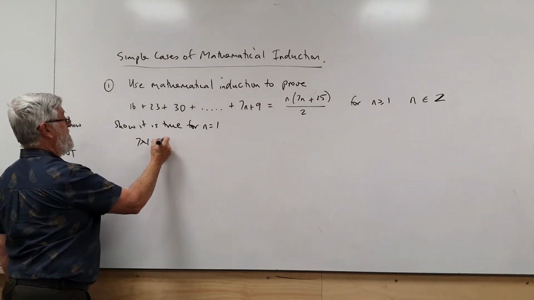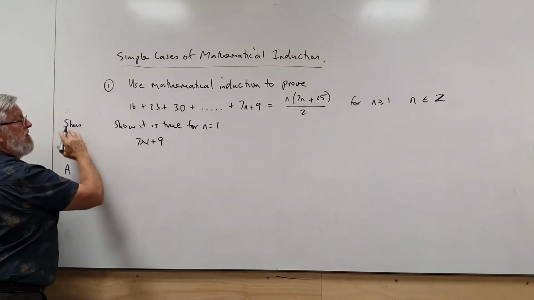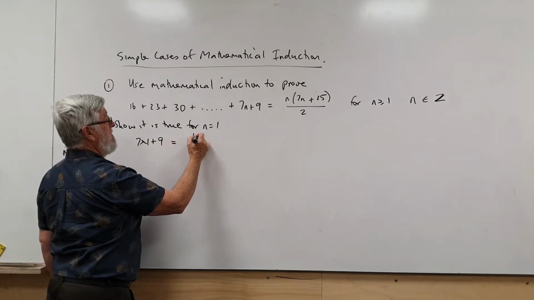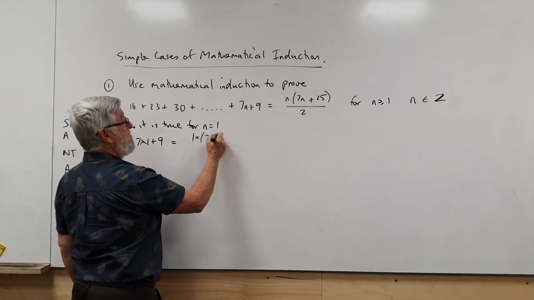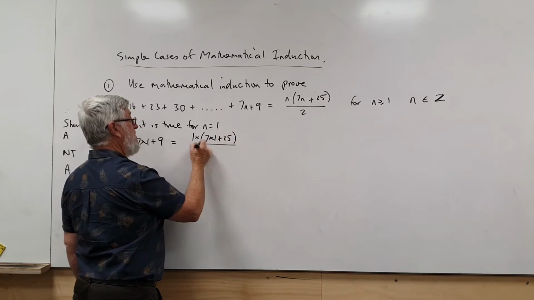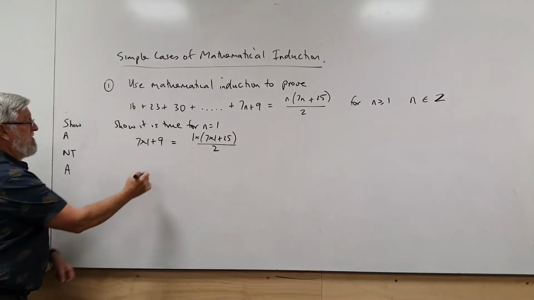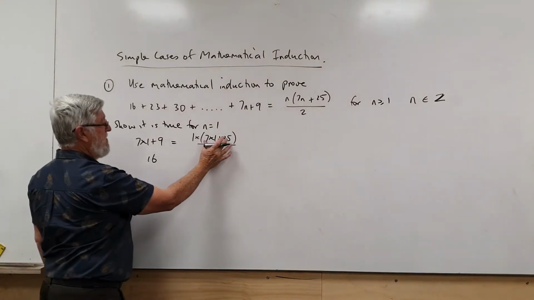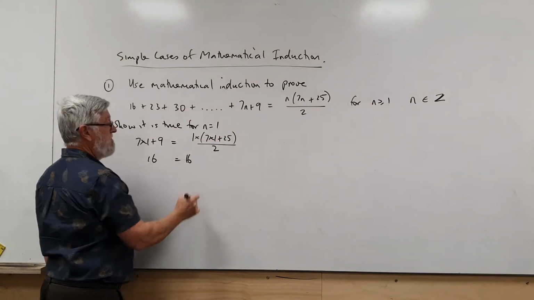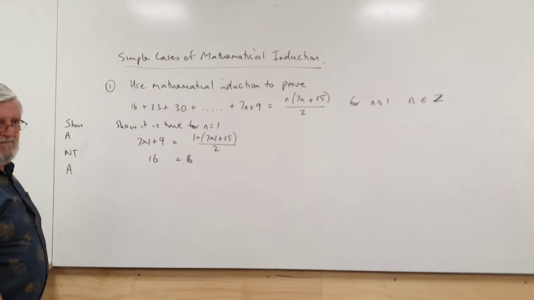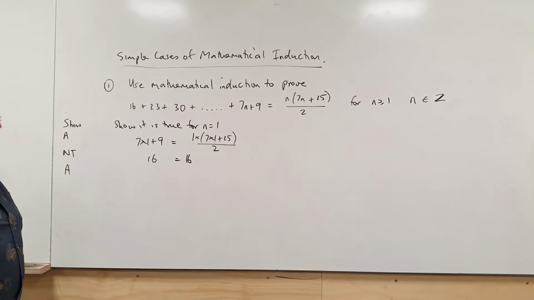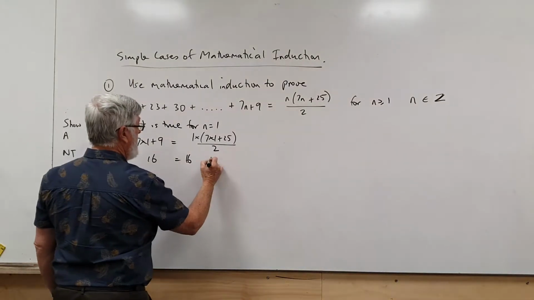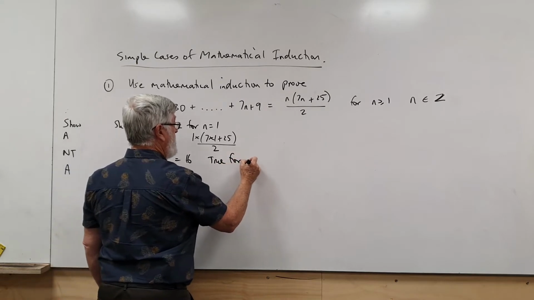7 times 1 plus 9, that's our left hand side, equals 1 outside of 7 times 1. I'm being stupid, I'm writing the whole thing in for a second. So that's 16. What's that? Can you see the 32 on 2, which is 16? So is it true for n equals 1? Yes. So we could make a statement true for n equals 1.